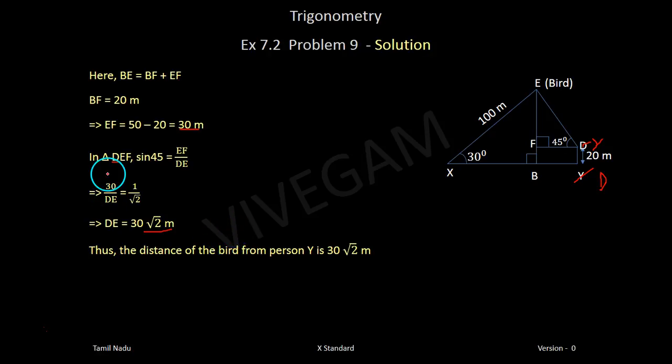You got it? 30 is EF. We just calculated EF is 30 meters here. So 30 meters divided by YE is sine 45. Sine 45 is 1 by root 2. So when you cross multiply, root 2 will go to the other side. So DE, which is basically YE for our case, is 30 root 2. So the distance of the bird from the person Y is 30 root 2 meters.